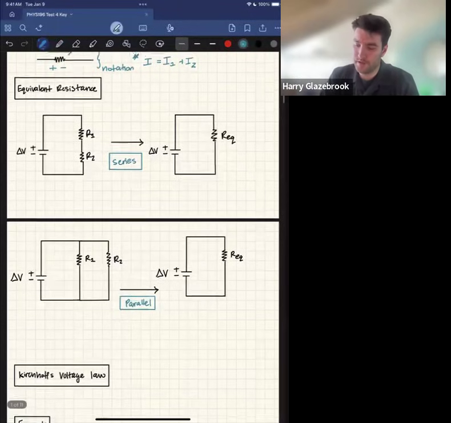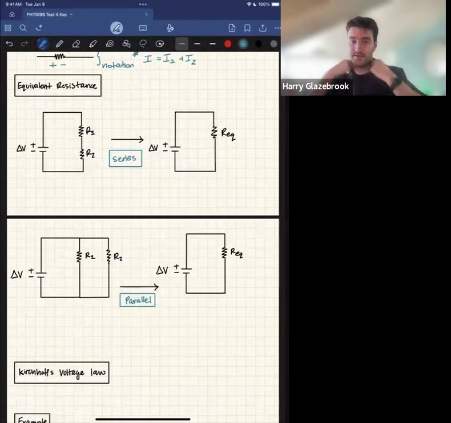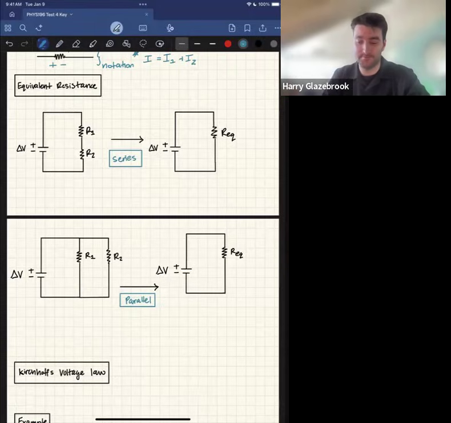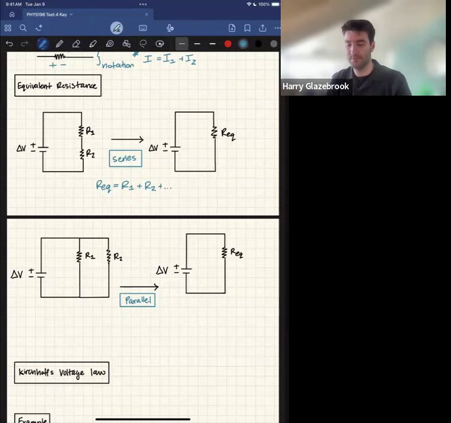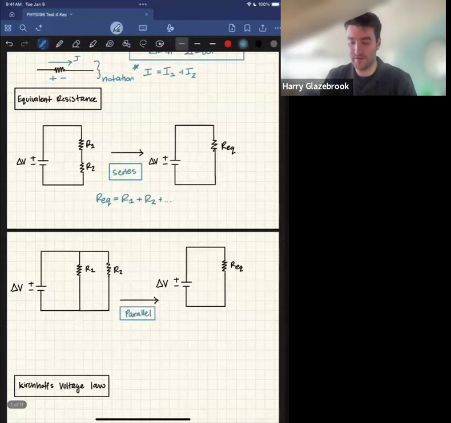So here I have what's called a series circuit. All that is, we have two resistors that share the same wire. So in that situation, if we wanted an equivalent resistor, we would just say our equivalent is the sum of all our resistors that are in series. So in this case, it's R1 plus R2, but if I have more, then I can just add those as well. It's pretty straightforward. If I have two resistors in series and I want to create an equivalent resistor, I just add them together.